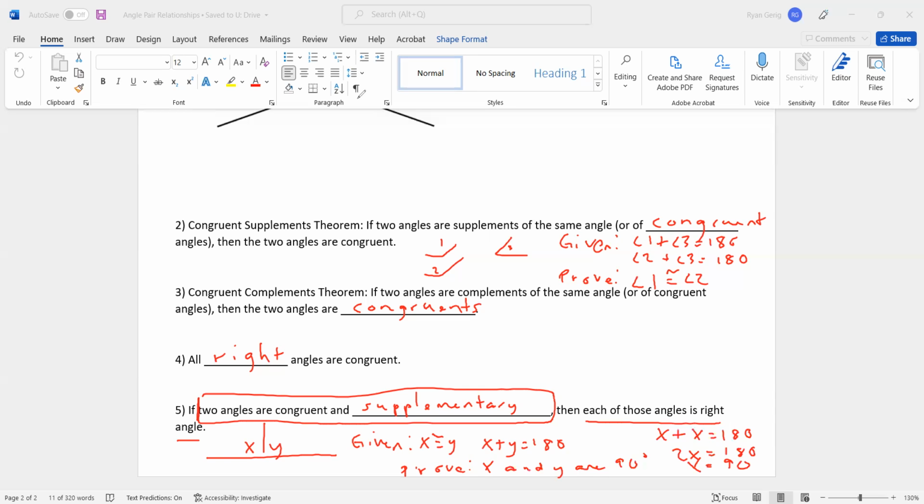All right, so we're going to use these to find missing angles, and then we will be testing. So that's it.